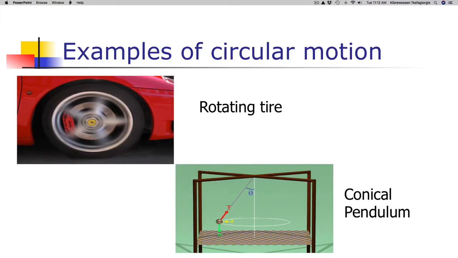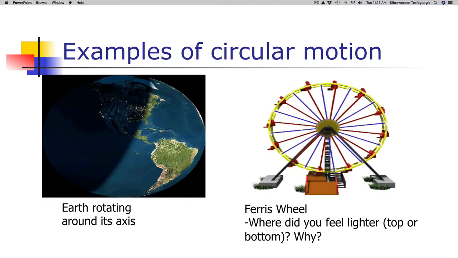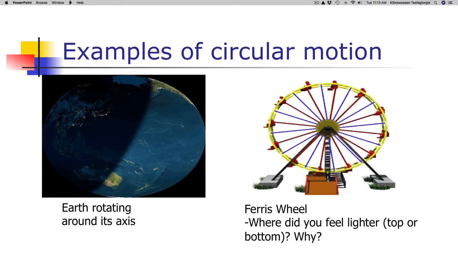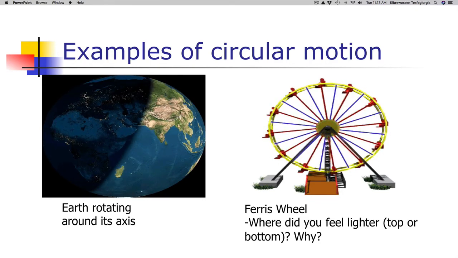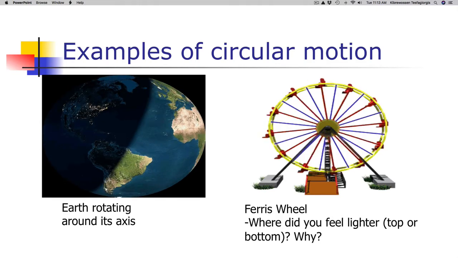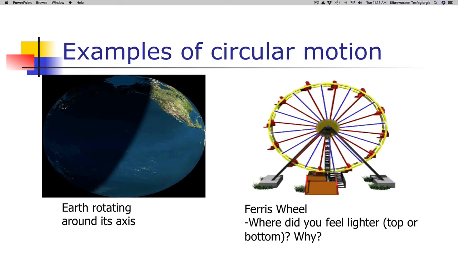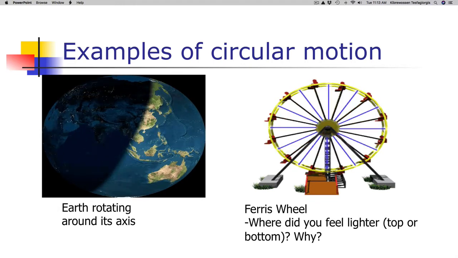Then, what is a circular motion? A motion that involves something moving in a circular path. It can be a rotating tire, as you can see here, or a conical pendulum. It's like a pendulum, but instead of swinging back and forth, it makes a circular motion. That is a good example of circular motion. A clock, you can consider that as a circular motion. The Earth orbiting around its axis, as you can see here, is a very good example. A Ferris wheel, if you are sitting on a Ferris wheel, then you experience a circular motion.